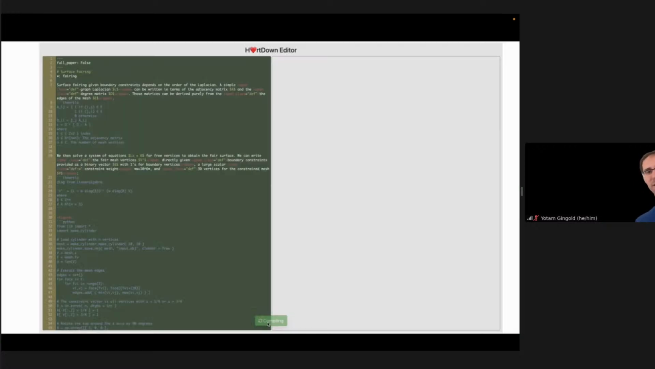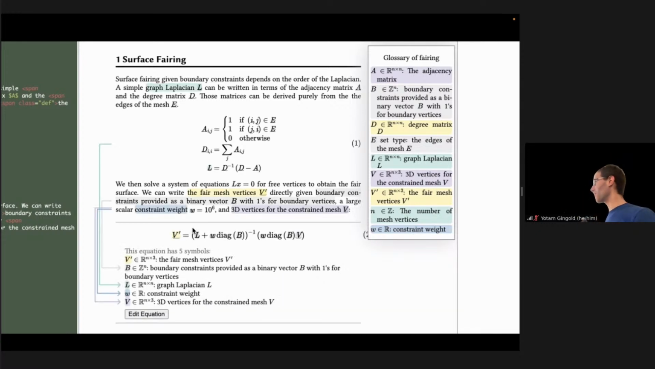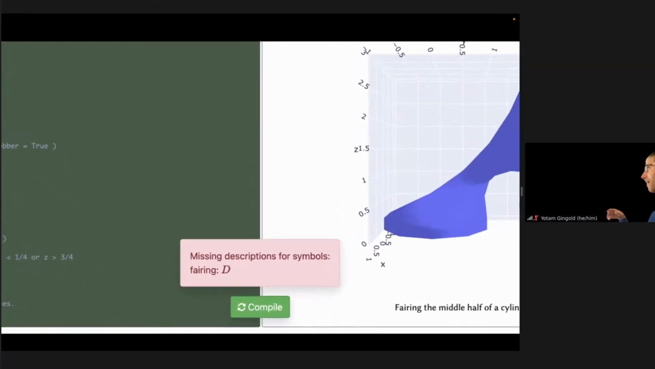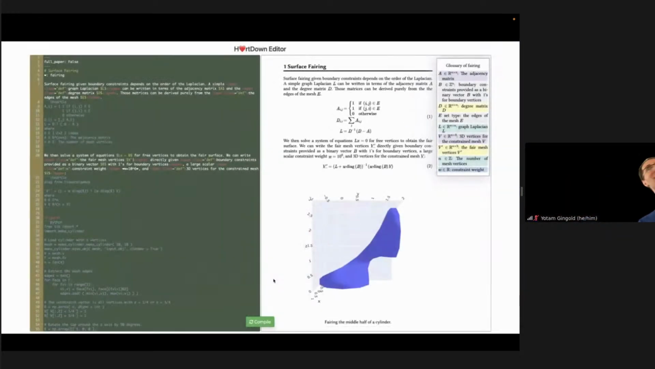And then out of this, you get this authoring environment where you get the paper, but you also get a glossary for free. You can click on a formula and see where those things were defined or described in the paper. And because we can execute the formula, we'll also get compiler errors, like, hey, you didn't describe D. You used it in your formula, but you didn't describe it.